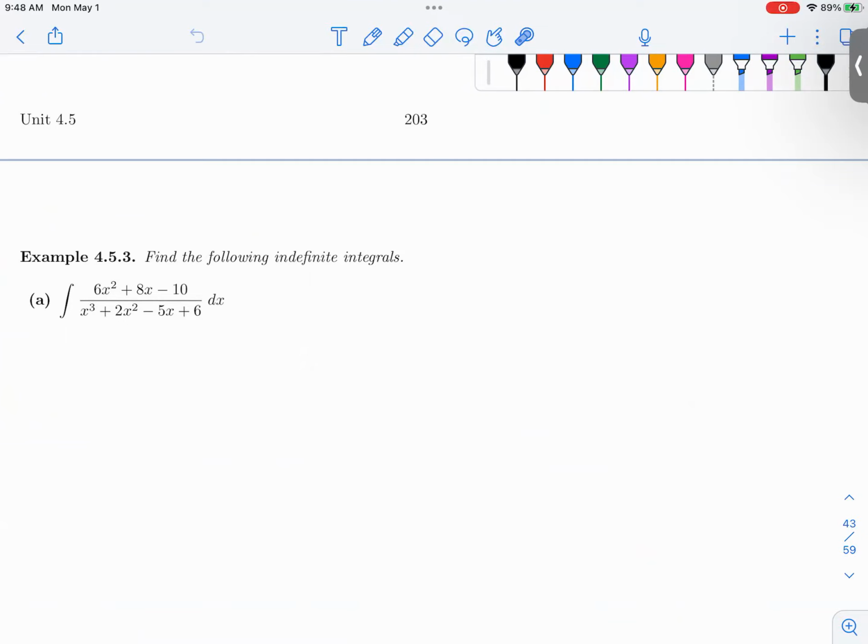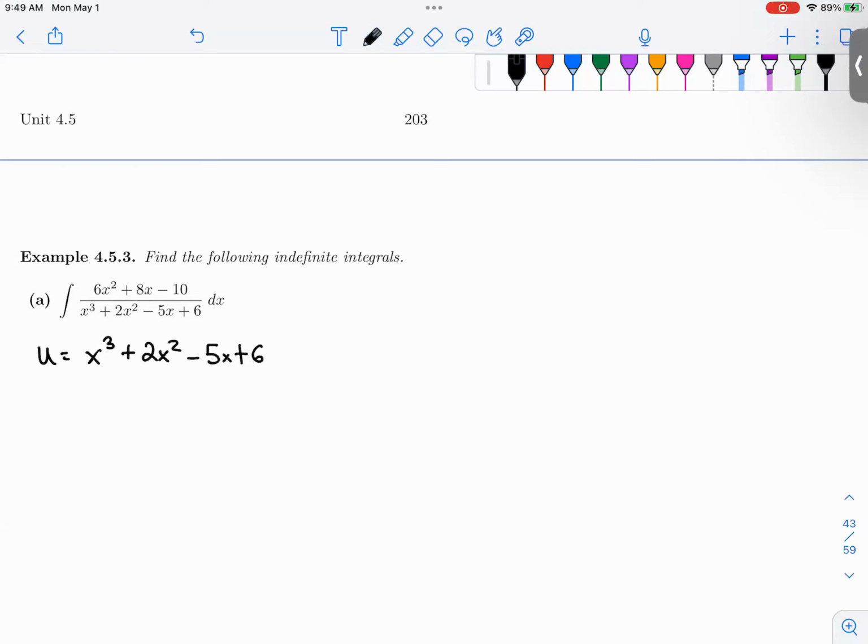Find the following indefinite integral. The integral of 6x squared plus 8x minus 10 over x cubed plus 2x squared minus 5x plus 6. Good choice of U. Take a second. Think about what you would choose. All right, what do you guys think? The denominator, good option. Always a good option. So we're going to let U, and you don't have to say let U, you can just make U equal to x cubed plus 2x squared minus 5x plus 6.